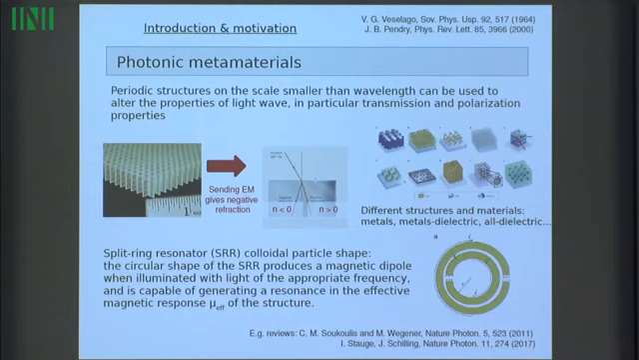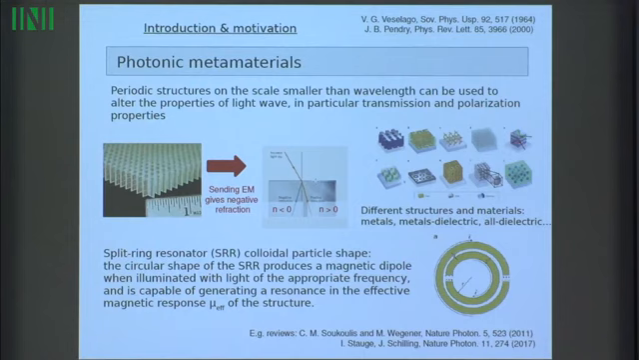Here's an example. This is the first metamaterial that was done, perhaps not the first, but the first one with which negative refraction was shown. The scale here is 1 inch. This is for microwaves. Negative refraction is refraction on the opposite side of the boundary normal, as we see here. Since then, we have seen many different structures made from many different materials, from metals, dielectric, combinations of both, various geometries, and so on.